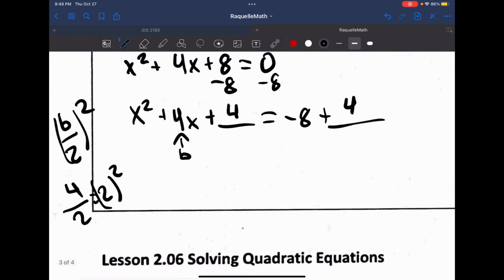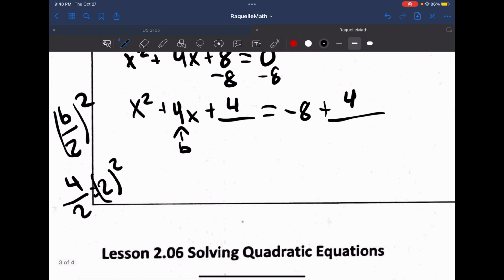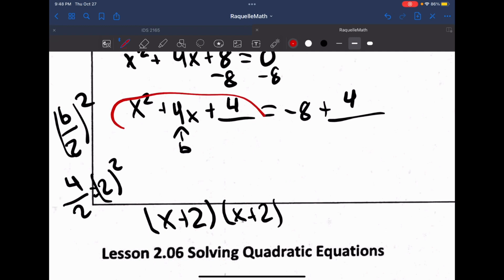So then what completing the square basically means is that you have x plus 2 times x plus 2, and it will give you this. I'm not going to show that just for time's sake, but you can double check if you want to just by distributing. So basically that can also be written as x plus 2 squared. And then we have equals -8 plus 4, so -4.